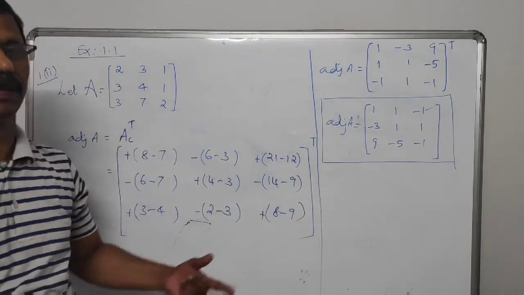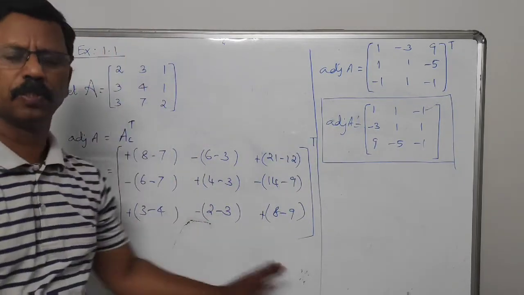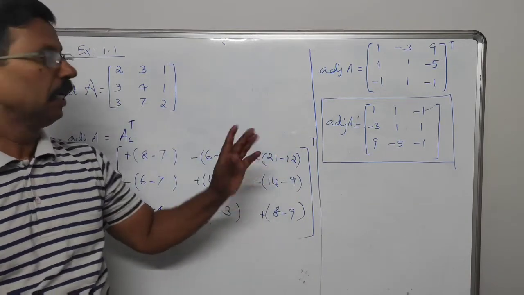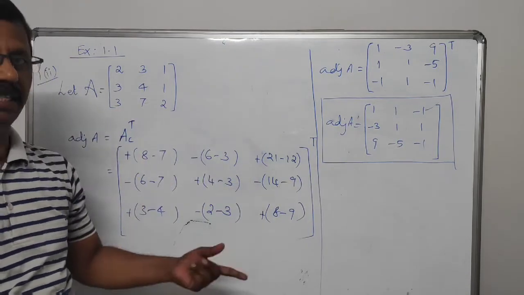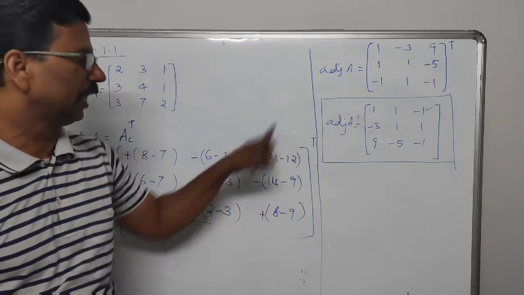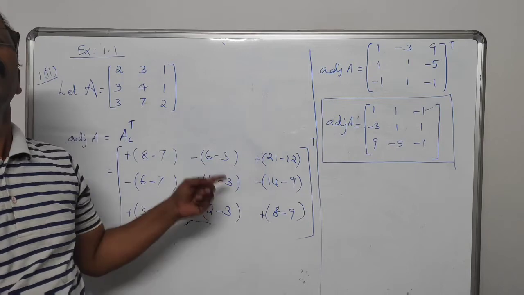Otherwise, if you do it by the previous method, it will take a long process. It will take many pages. But here, in no time, you can easily find it, like a 2 by 2 matrix. The 2 by 2 is very easy. But here we are doing only 2 extra steps to find the adjoint of a 3 by 3.